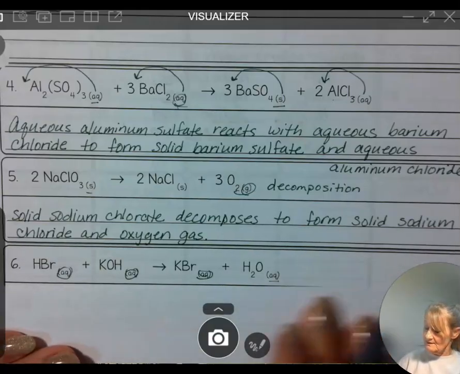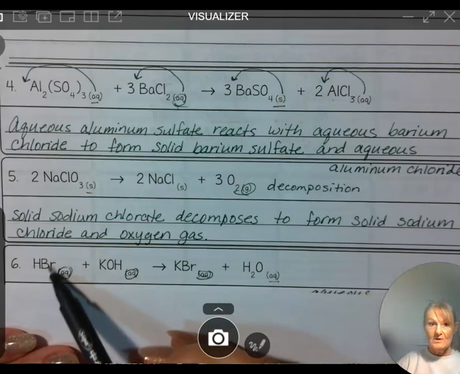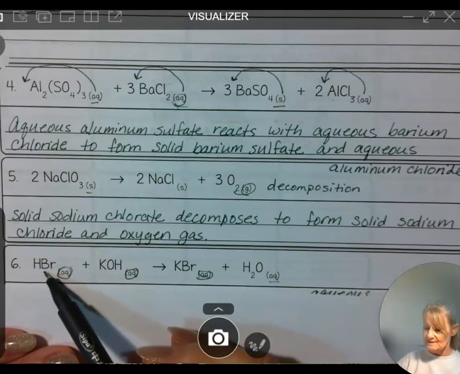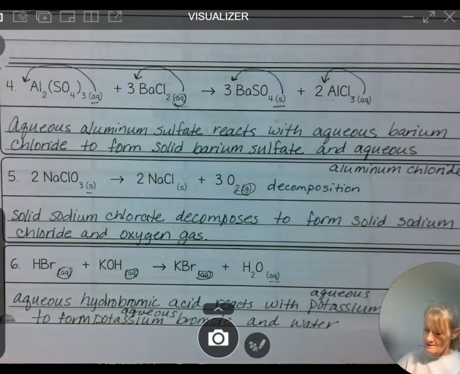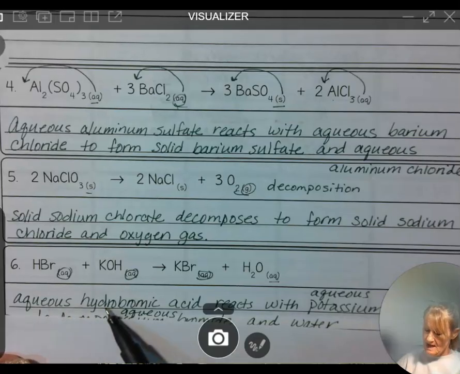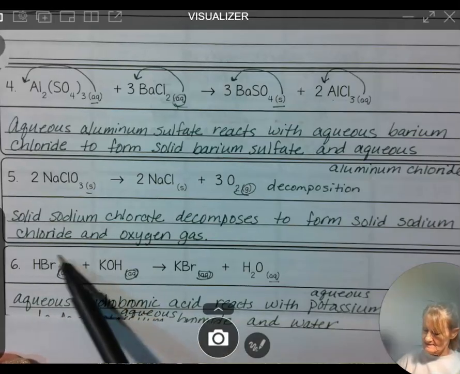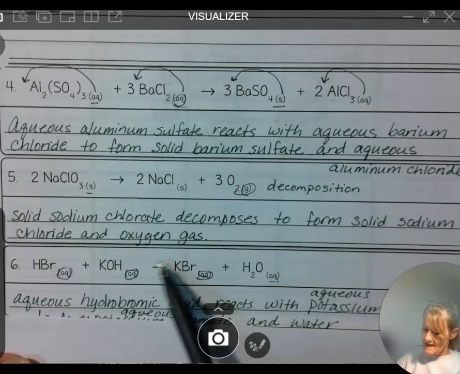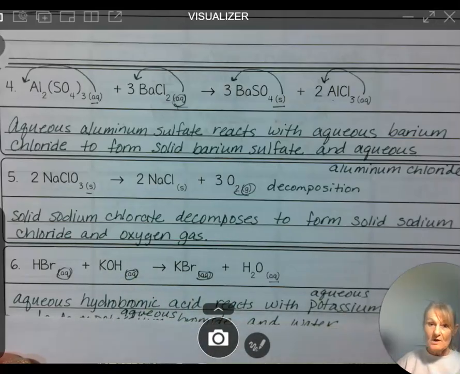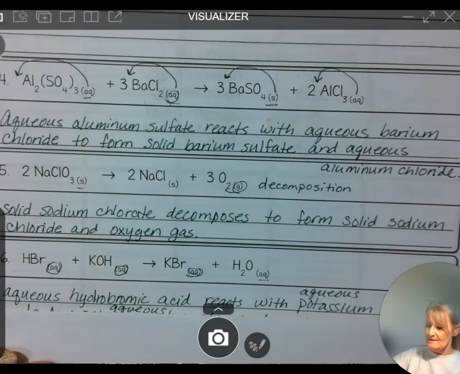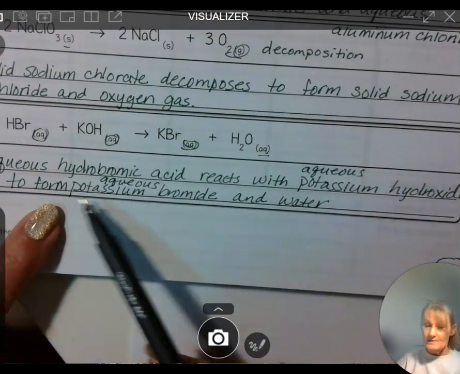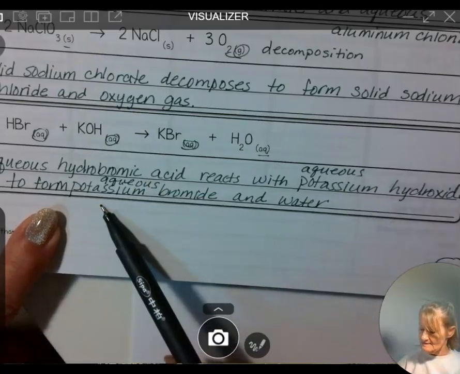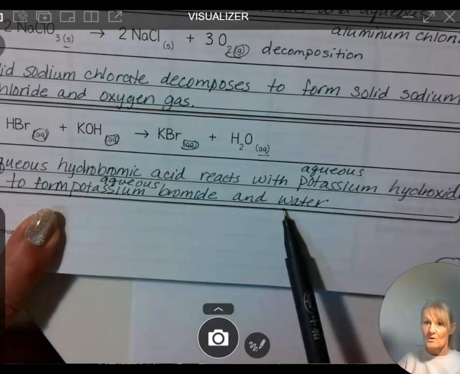Try the next one. You might need to go back to your notes because I told you what this one is. Okay, so it should be aqueous hydrobromic acid, that's what this is, reacts with aqueous potassium hydroxide, and I'm bad about forgetting that myself on there. Let me scoot this so you can see. Get me out of the way. Okay, to form aqueous potassium bromide and water.